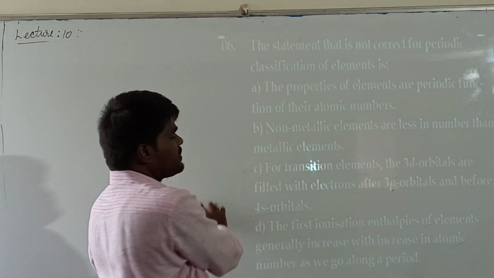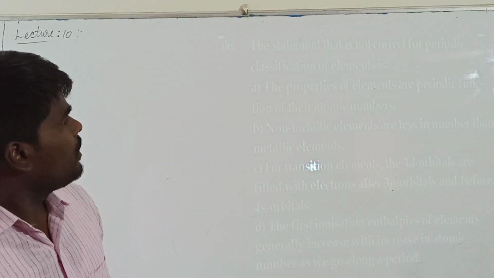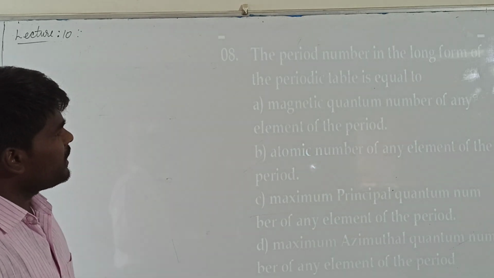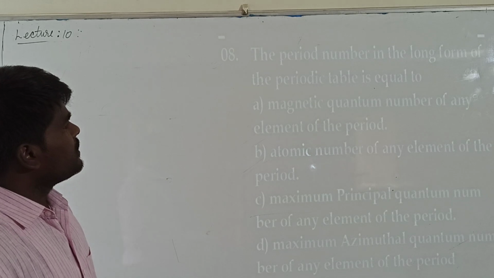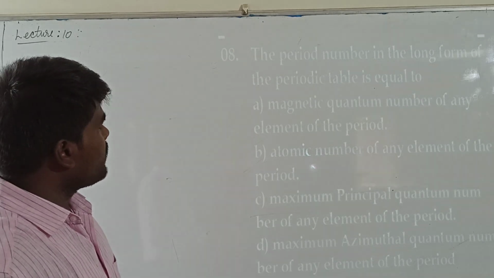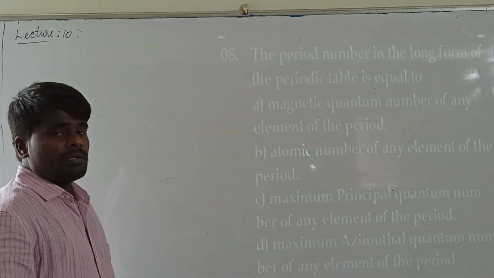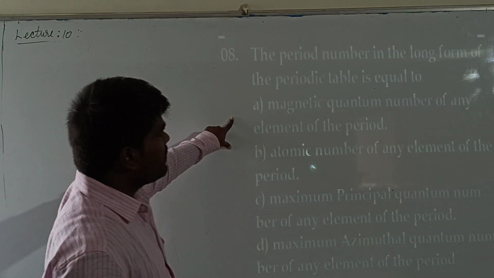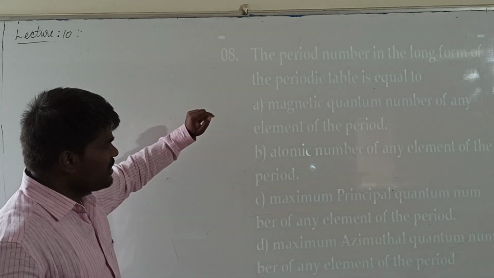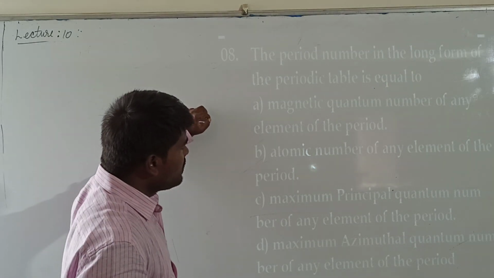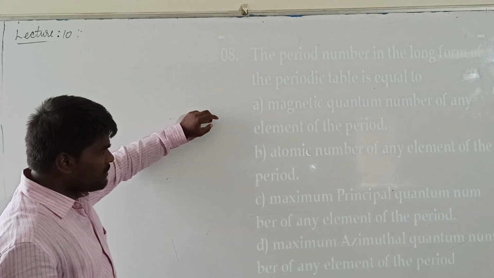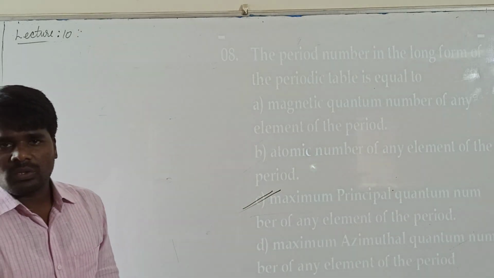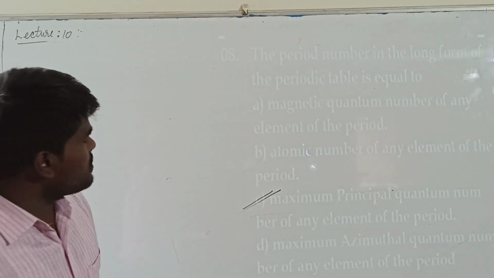Here comes our next question. The periodic number in the long form of the periodic table will be equal to what? Magnetic quantum number of any element of the period is not equal. Atomic number of element is not equal. Maximum principal quantum number, it is equal to the maximum principal quantum number. This is your right answer.